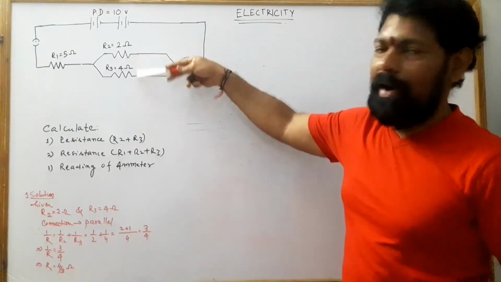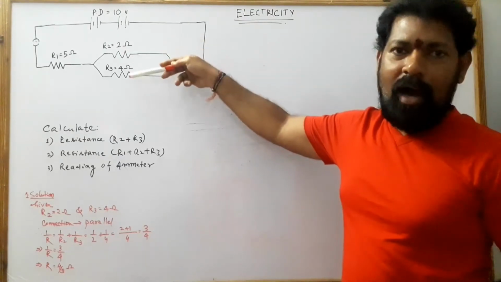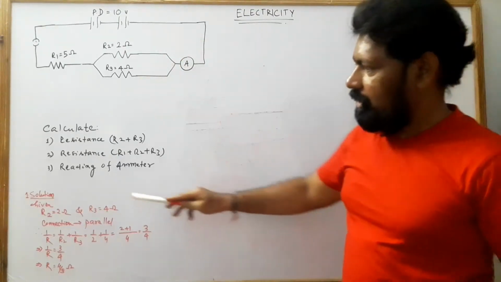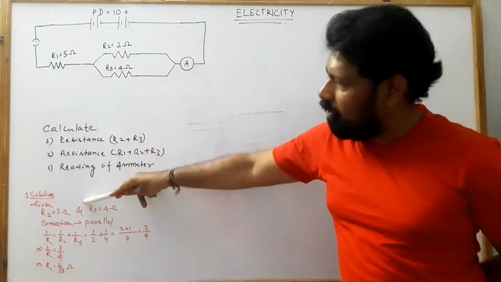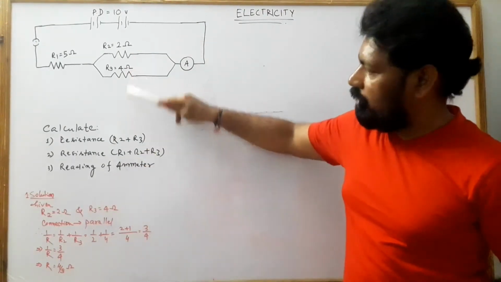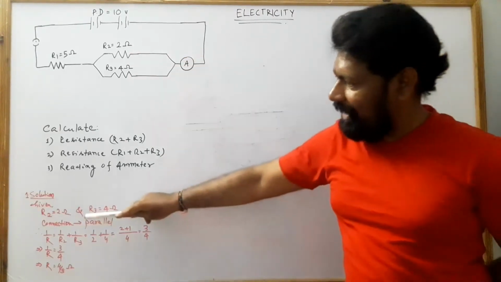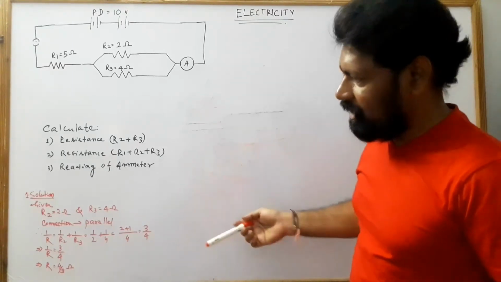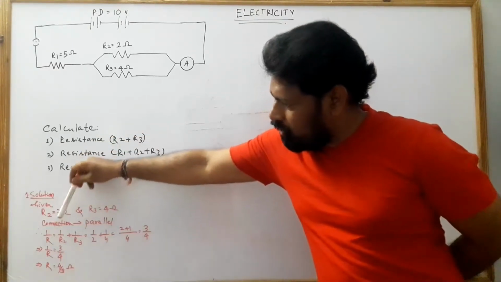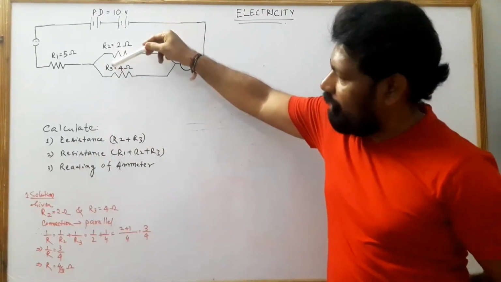For R2 and R3, we have to find the total resistance here. These two resistors R2 and R3 are both in parallel connection. To solve it, given R2 is 2 ohms and R3 is 4 ohms. Since the connection is parallel, according to the formula of total resistance of parallel connections, we get 1 by R is equal to 1 by R2 plus 1 by R3.